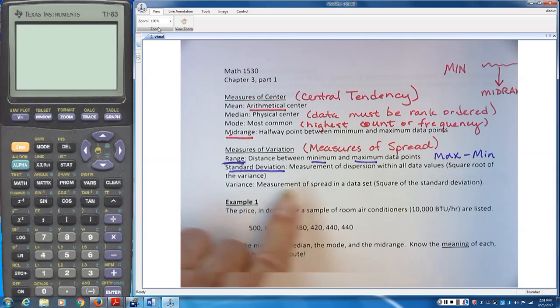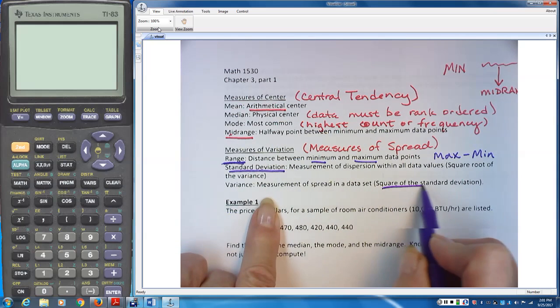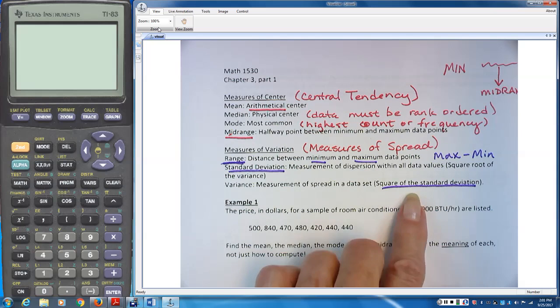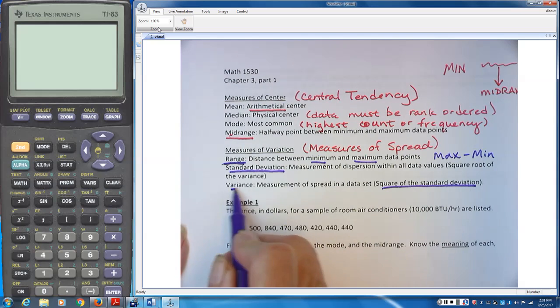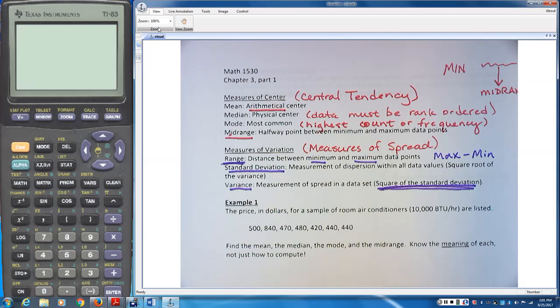And then the variance is a measure of spread that's related to the standard deviation. It's the square of the standard deviation. It doesn't measure anything that we have any intuitive understanding of. So I'll expect you to understand or remember that the variance is the square of the standard deviation, but that's all. You don't have to calculate it. Now here's our first example.